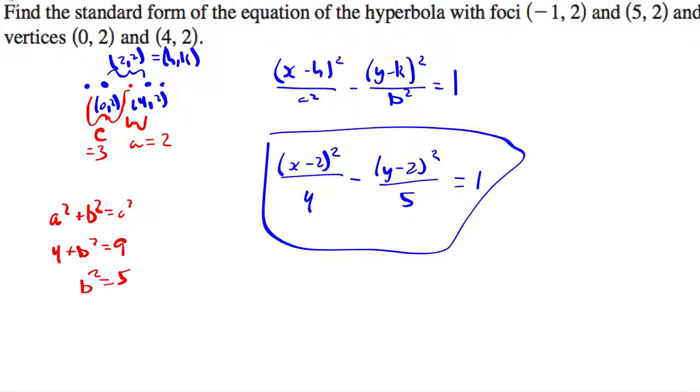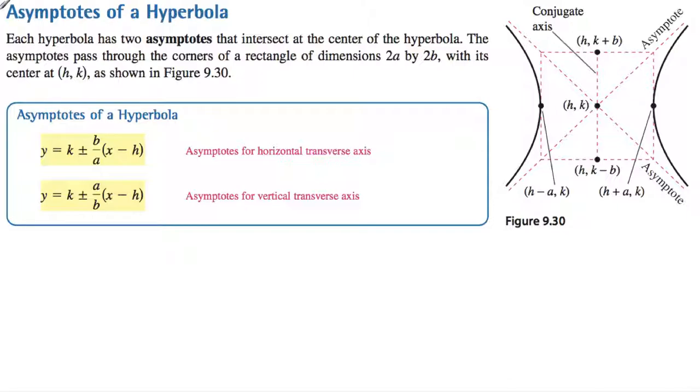So let's look at some other values here. Asymptotes. Remember we've looked at previously horizontal and vertical asymptotes. Well, here we're going to be looking at these diagonal asymptotes, which the hyperbolic curves are going to hug as they go through. So the equations are going to be these values. So k plus or minus b over a times x minus h.